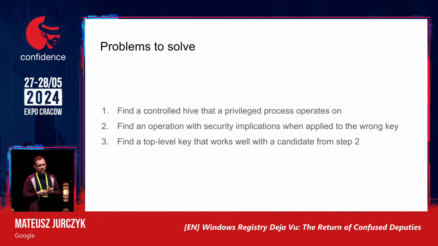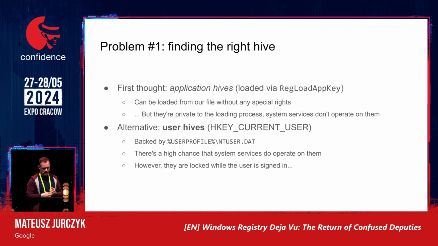Then we have to find a specific operation performed by the privileged process that has some kind of security implications when it's applied to the wrong key. And finally, which is very connected to the second point, we have to find a top-level key that works well with the candidate from step 2. So it's all very much interconnected, and we have to find the right set of conditions to be able to exploit this. So let's focus on the problems one by one. First of all, finding the right hive.